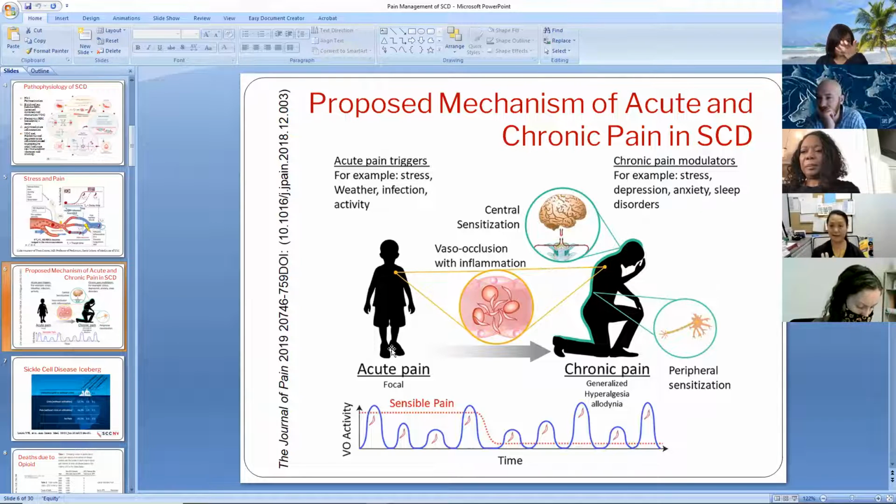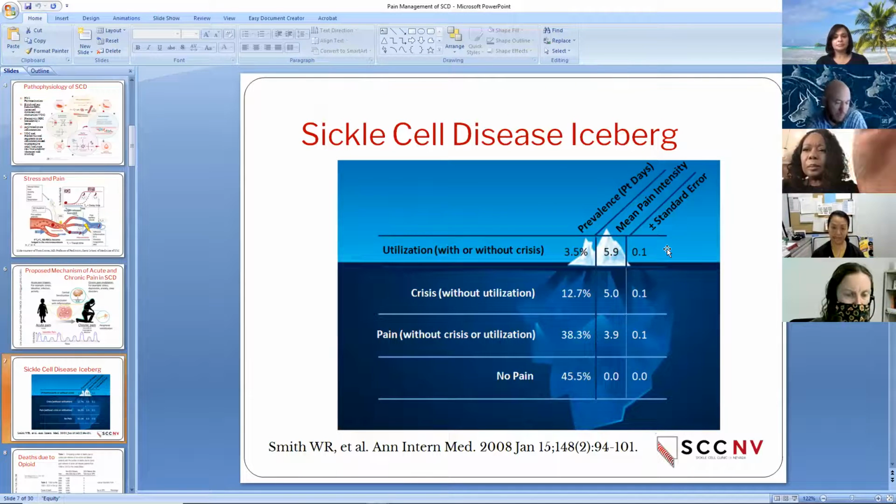So I feel you, because even after doing this for almost 20 years, I still can't tell when a patient is truly in pain or is manipulating and wanting to get more pain medications. But what we always say is trust the patient, because if you look at the sickle cell disease iceberg of pain, and this was done by Smith, the pain specialist will probably know this, they're looking at utilization with and without crisis. Utilization meaning, going to a provider's clinic or to the ER.